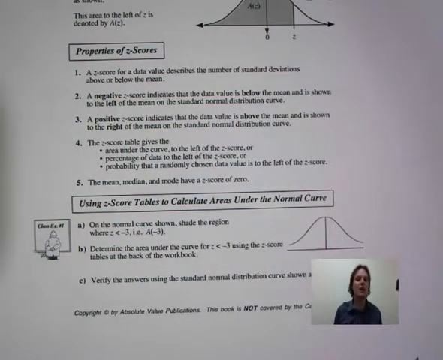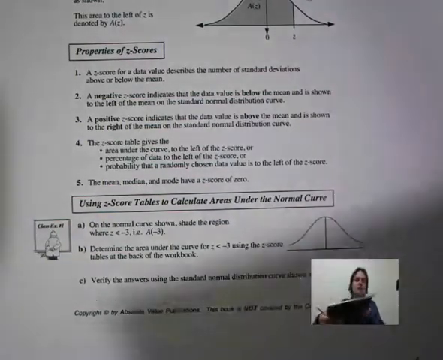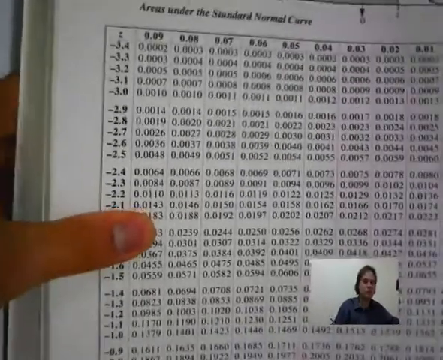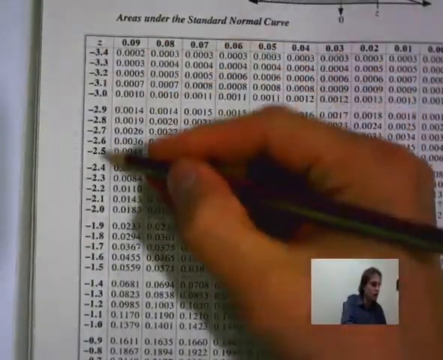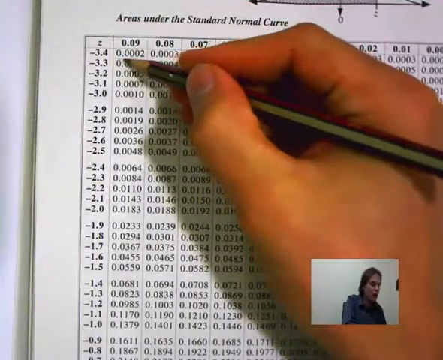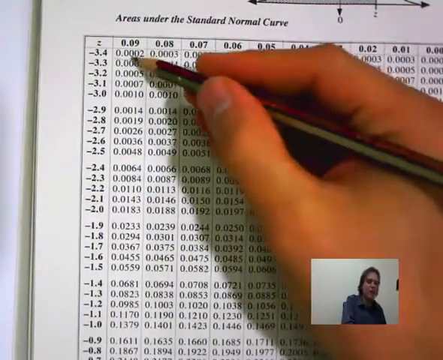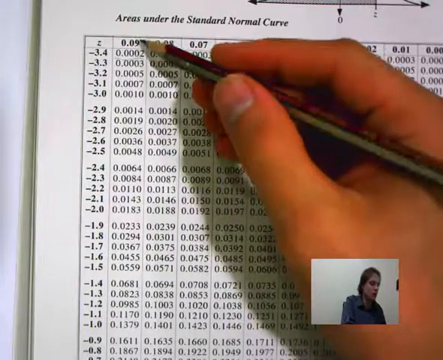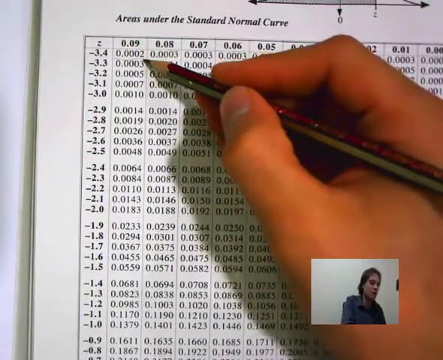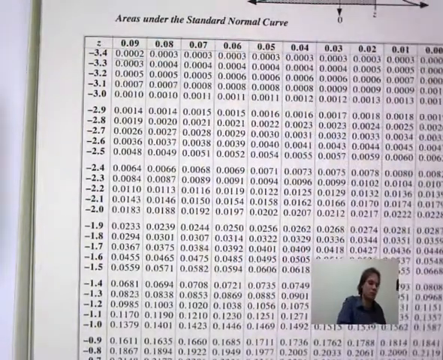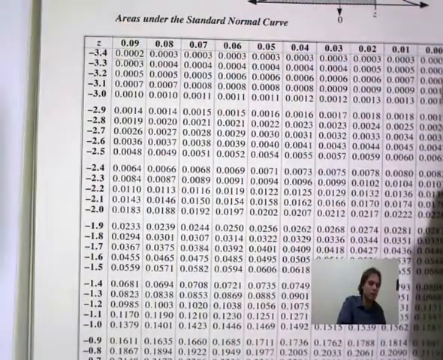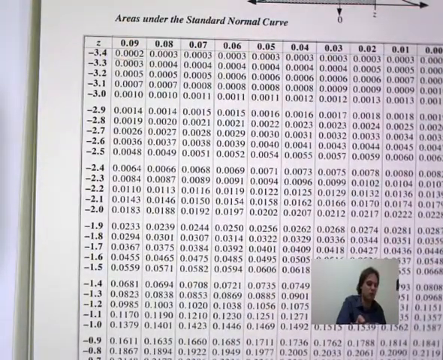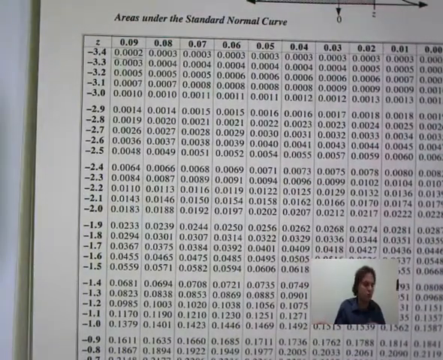Now the z-score in a table is the area under the curve, all right? So the z-score in your table will give you the area under the curve. Here's a quick table. This is your z-score, and this tells you your area under the curve. So everything less than -3.49 is 0.0002, that's less than 2%. Everything less than -3.40 is not even 3%, it's 0.03%.